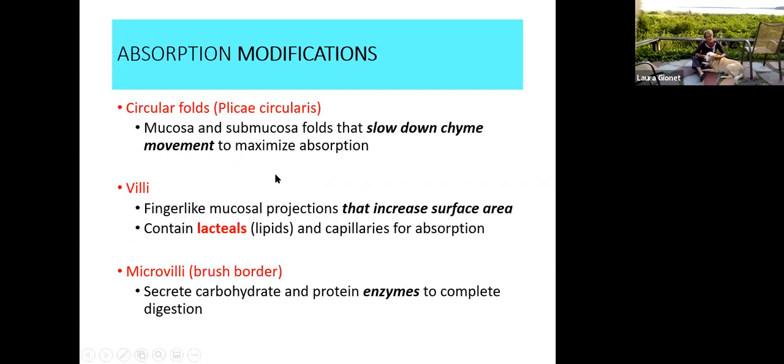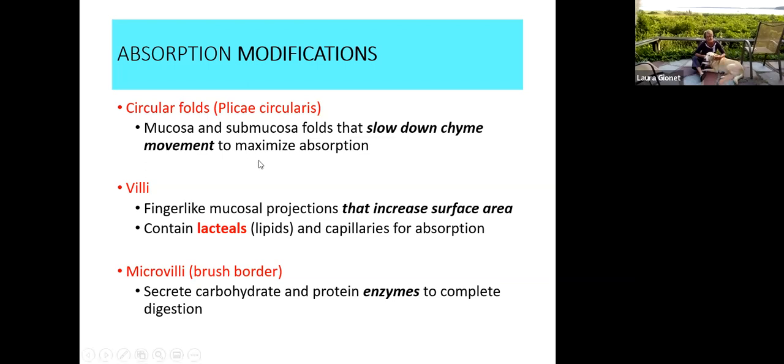Now, there are some modifications of the small intestine that help with absorption of molecules. And one of them are the circular folds called the plicae circularis. So in the mucosa and submucosa, it folds into the lumen of the small intestine, and it helps slow down the movement of chyme and also increases the surface area.